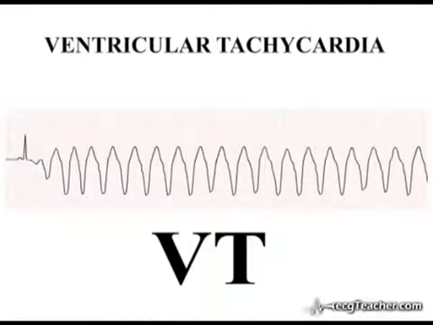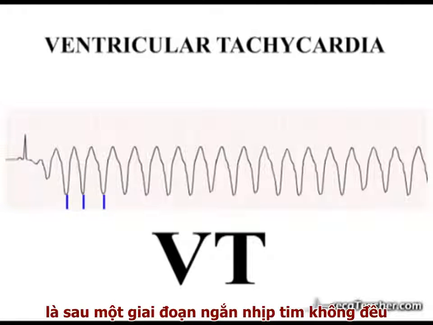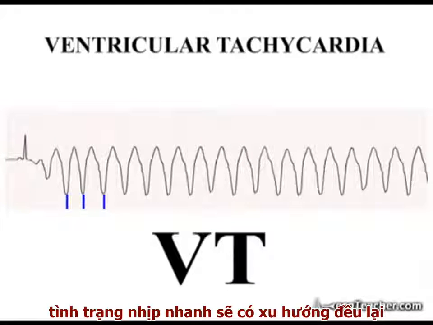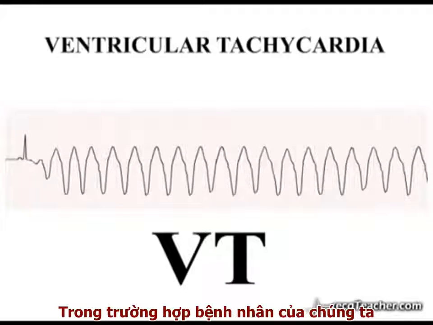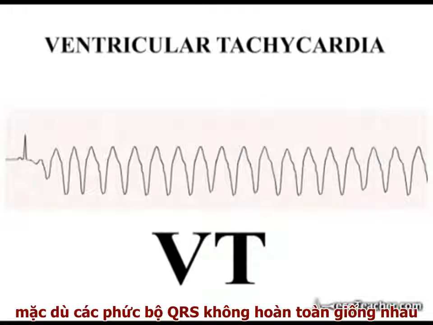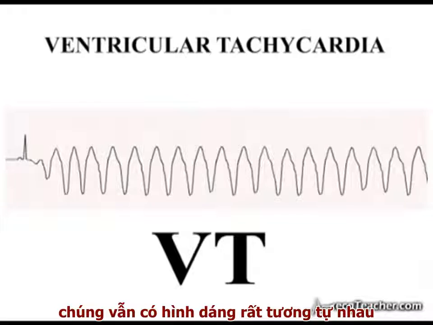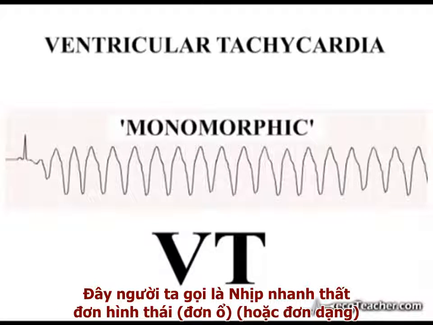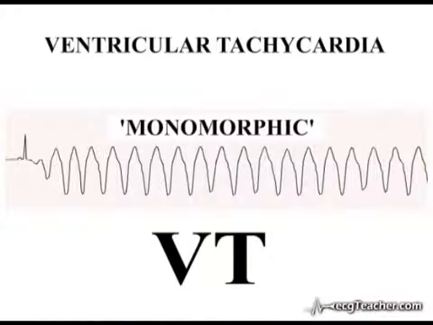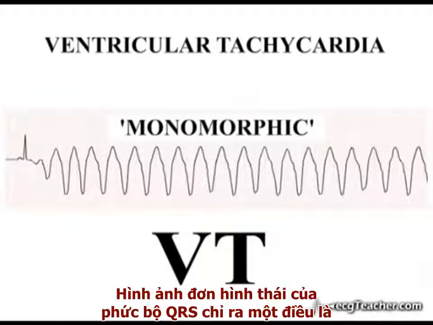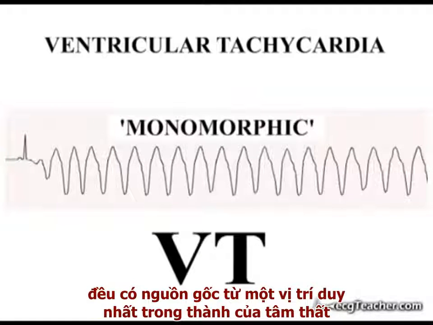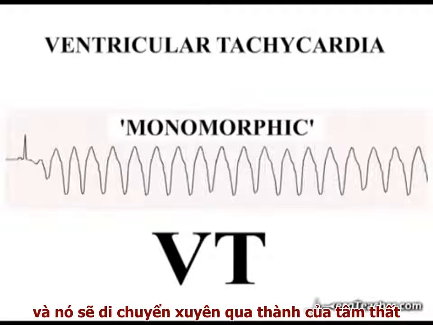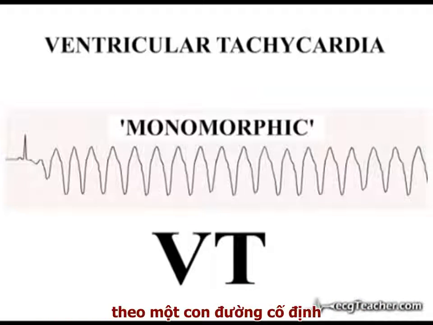You will also appreciate that following an initial brief period of irregularity, the tachyarrhythmia is monotonously regular. This regularity is a very characteristic feature of ventricular tachycardia. In our patient's case, although not completely identical, the QRS complexes are very similar in morphology. This is a monomorphic ventricular tachycardia. The monomorphic morphology of the QRS complexes indicates that each episode of ventricular depolarization is originating from one single site within the chambers and is moving through the ventricular myocardium in a constant pattern.